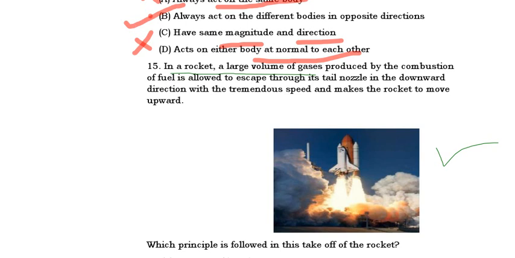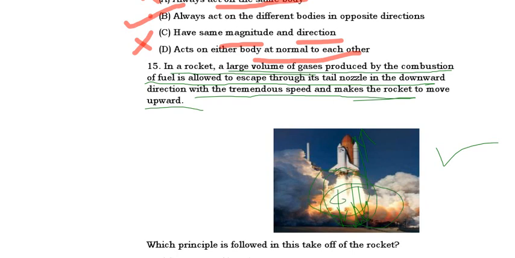In a rocket, a large volume of gases produced by the combustion of fuel is allowed to escape through its tail nozzle in the downward direction. The force comes in the downward direction and the rocket goes in the upward direction. Action, reaction. That is the action: downward direction with tremendous speed, which makes the rocket move upwards. With the help of this speed only, this conservation of momentum only, the rocket is going.